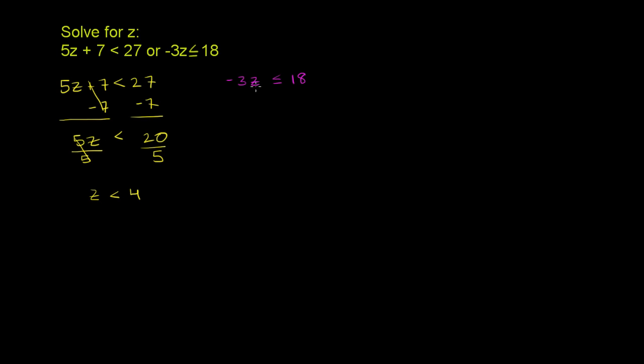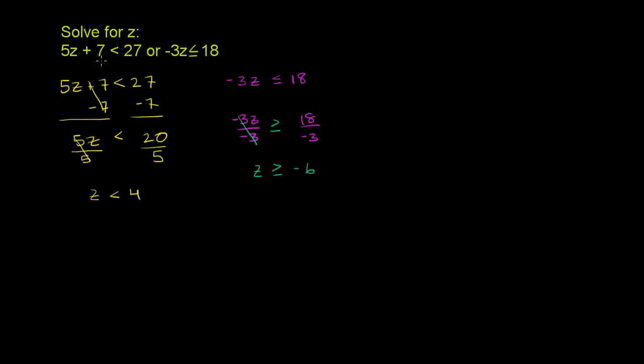Now to isolate the z, we could just divide both sides of this inequality by negative 3. But remember, when you divide or multiply both sides of an inequality by a negative number, you have to swap the inequality. So we could write this negative 3z, we're going to divide it by negative 3. And then you have 18, we're going to divide it by negative 3. But we're going to swap the inequality. So the less than or equal will become greater than or equal to. And so these guys cancel out. Negative 3 divided by negative 3 is 1. So we have z is greater than or equal to 18 over negative 3, which is negative 6.